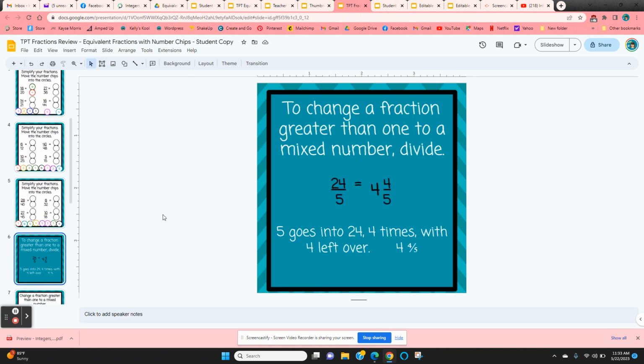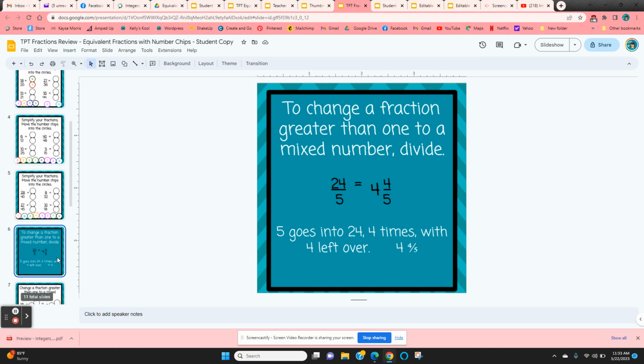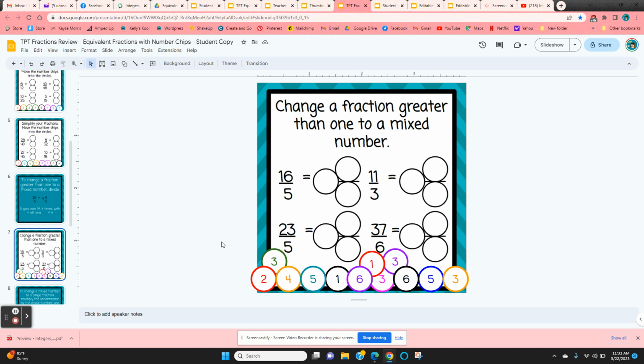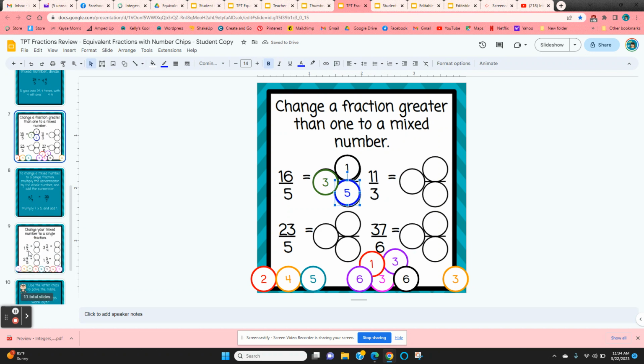And then it explains how to change a fraction greater than 1 to a mixed number. It gives an example. Students are going to do that on the next slide. So 16/5, I just have to divide. So 5 goes into 16 3 times. So I'm going to click on the edge of the 3, click and hold, move that into place. And then there would be 1 left over. So 1/5 left over. They're going to do the same thing with the other 3.